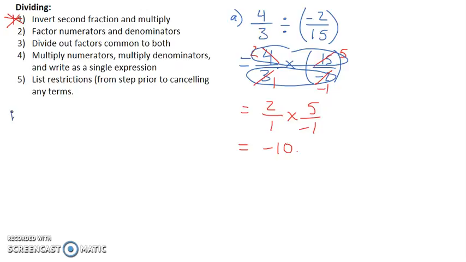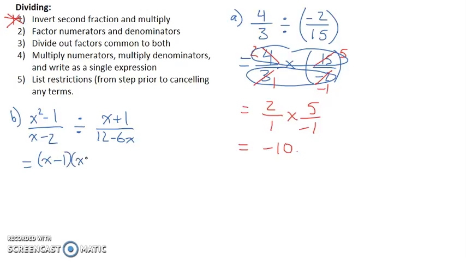So here's the second example. x squared minus 1 over x minus 2, divided by x plus 1 over 12 minus 6x. x squared minus 1 is a difference of squares. So that becomes x minus 1 times x plus 1.